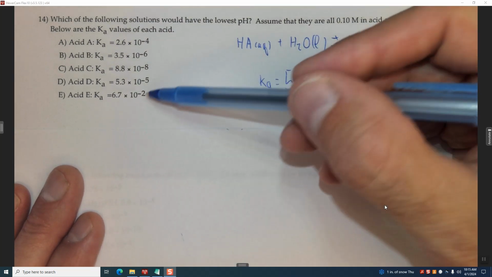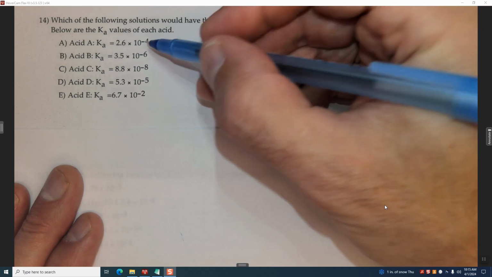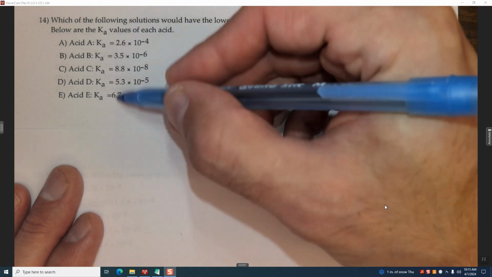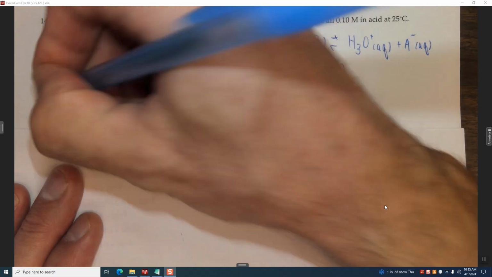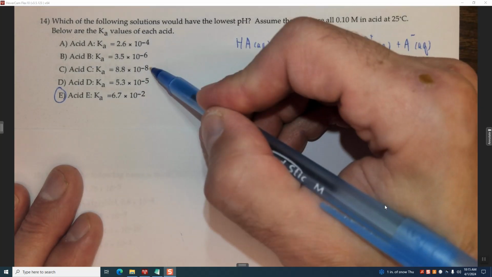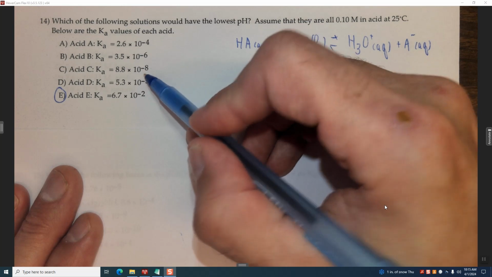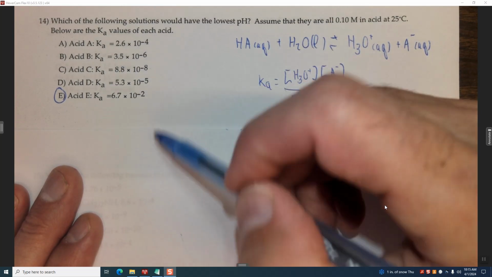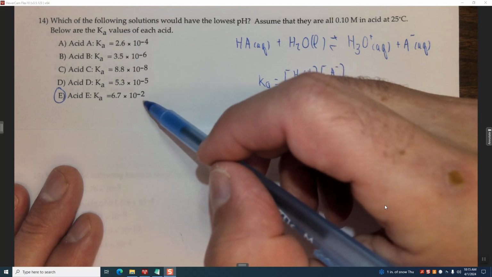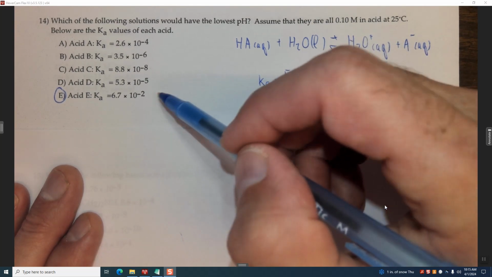So which one of these has the highest Ka? First, you want to look at the exponents. Only look at the number out front if the exponents are tied. 10 to the negative 2 is a much larger value than 10 to the minus 8, right? This one is 0.0000 with seven zeros before you get to the 8. This one has one zero before you get to the 6.